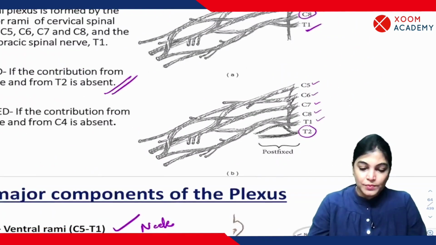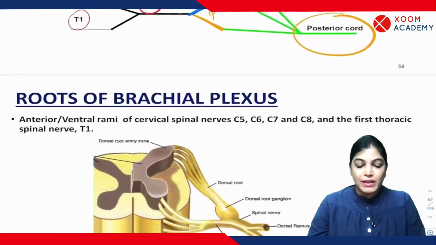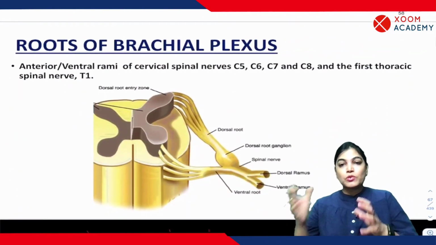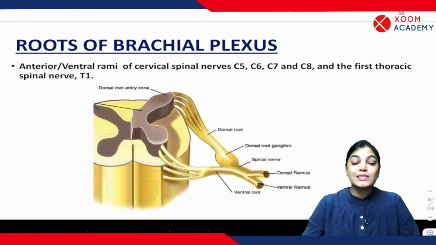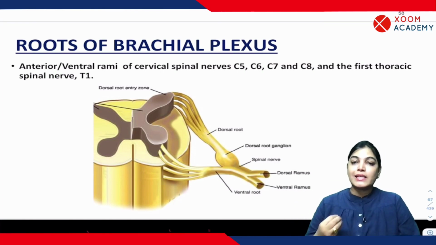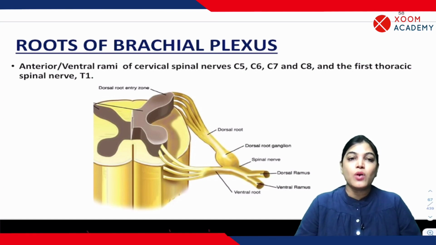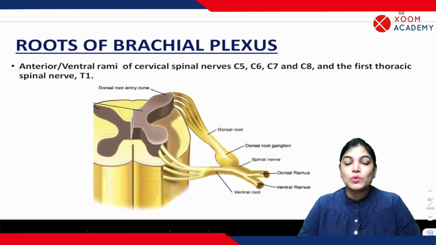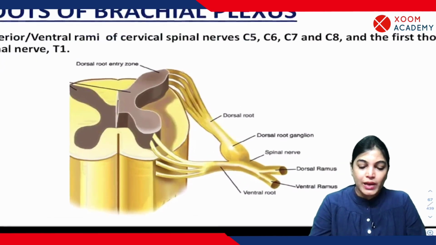So done with this. Now, after understanding the formation of brachial plexus, before proceeding with the branches of each individual component of brachial plexus, I want you to understand the concept of ventral or anterior rami. It is very important that you understand what ventral rami is. Already neuroanatomy is not completed, so I want you to understand this. The roots of brachial plexus, as I have told, are formed by anterior rami of the cervical spinal nerves. For understanding that, I would like to enlarge this image.